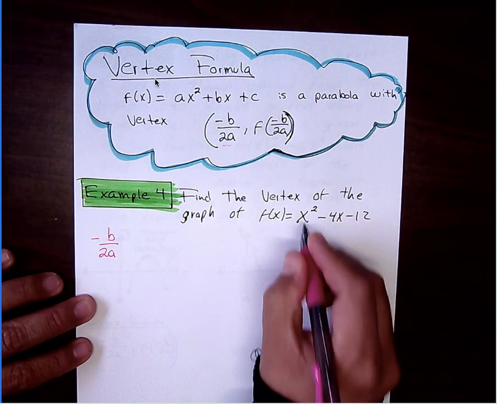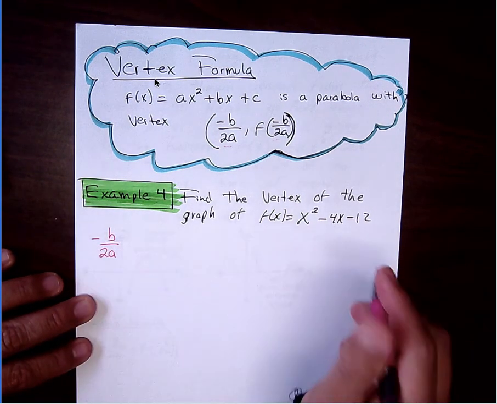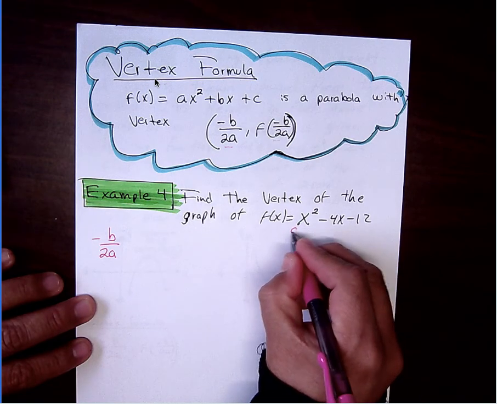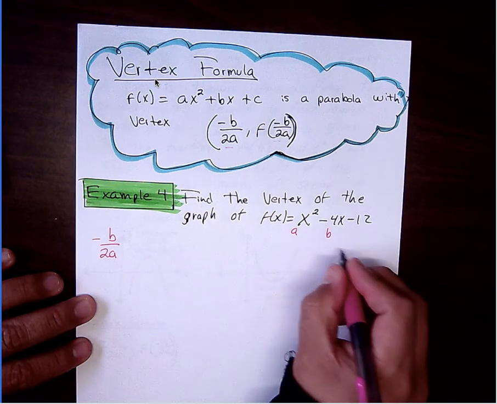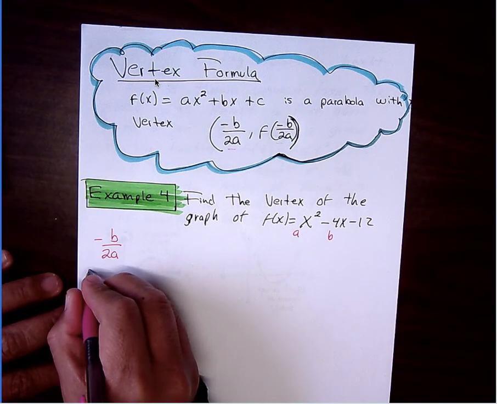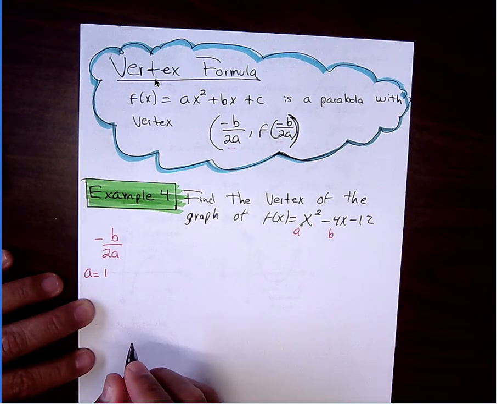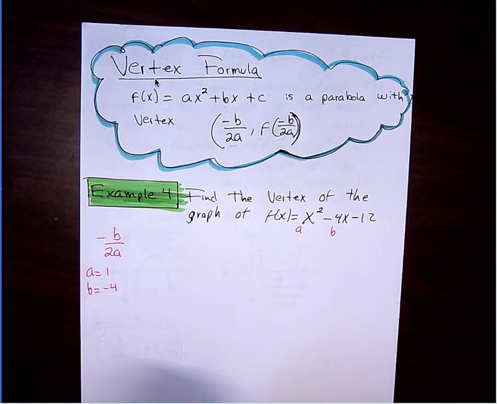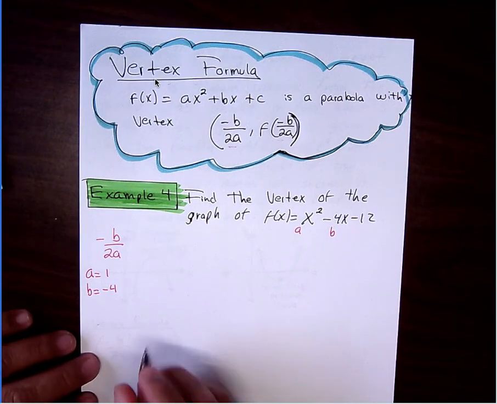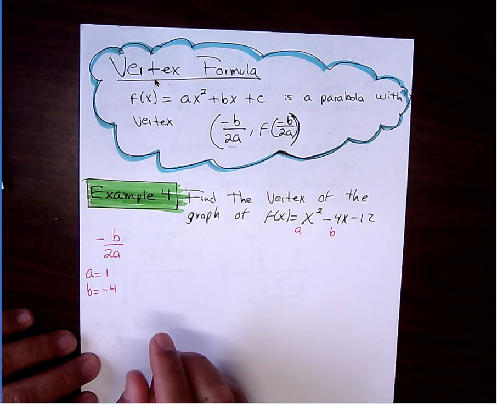So based on this, we need to identify these two letters. So this is the A, remember. The B. So I'm going to put it here. A is equal to 1 and B is equal to -4. All you have to do now is substitute into the formula to find the vertex.